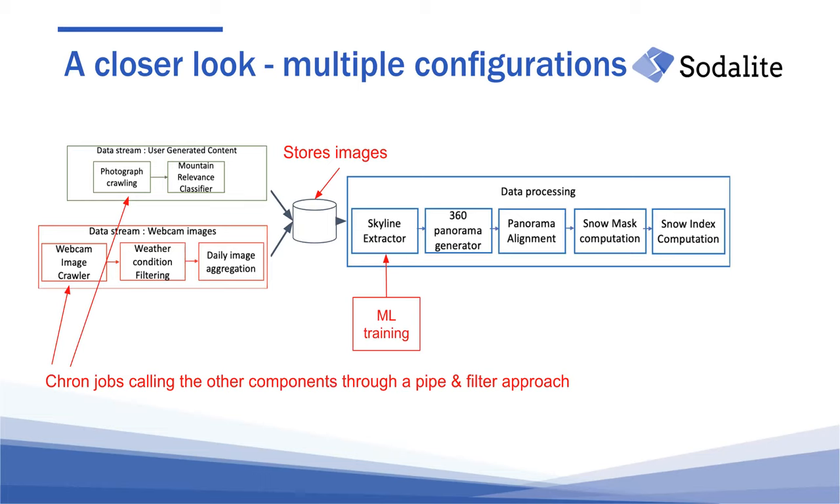And this suggests that we want to handle resources that are heterogeneous. We also want to make sure that these heterogeneous resources can cooperate and can transfer data back and forth so that the various parts of the system work together in a proper way.